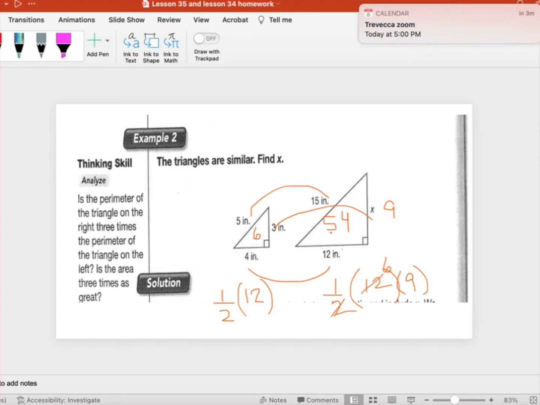Now, we knew that the side lengths were times 3, but look at this. 6 times 3 is not 54. 6 times 3 squared, which is 9, is 6 times 9, which is 54. So whenever we're trying to get from a smaller triangle to the larger triangle or vice versa, it's going to be the scale factor, which was 3 here, squared, that we're going to multiply by.